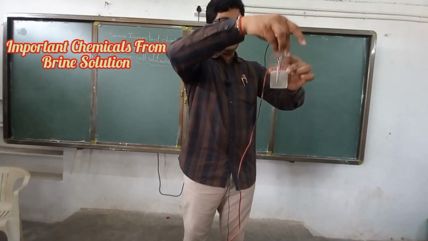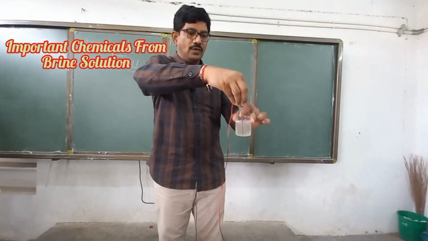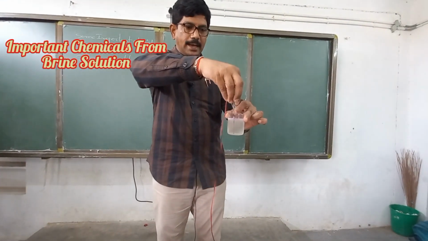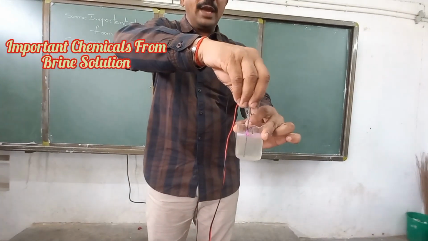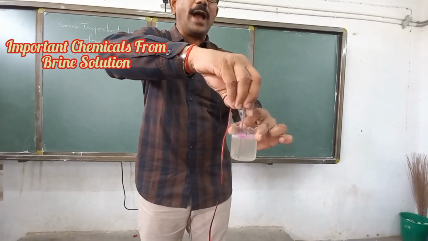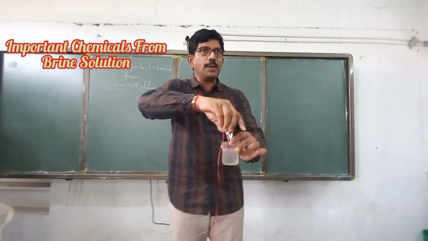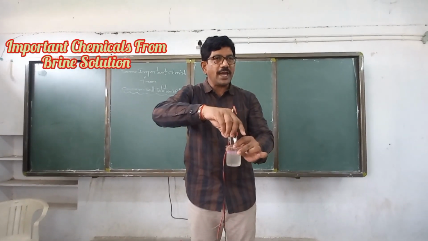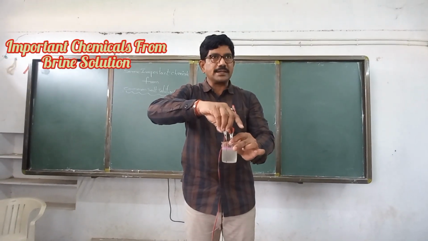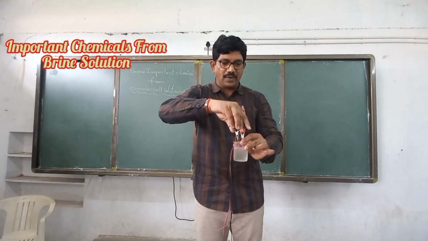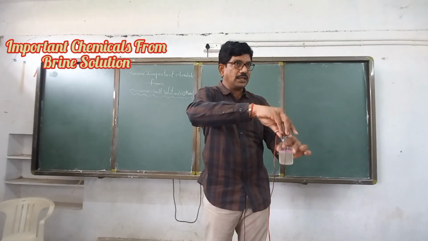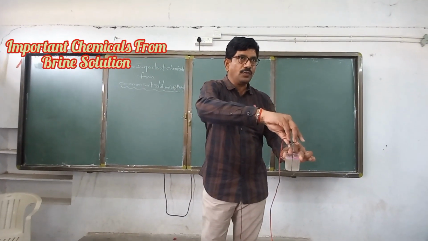Observe this. Do you find the change? What is the color? Pink color. So a base is formed in this reaction. Altogether, how many products are formed? Three products are formed. One is hydrogen gas, another is chlorine gas, and another is the base, which is nothing but sodium hydroxide. Do you find the pink color?